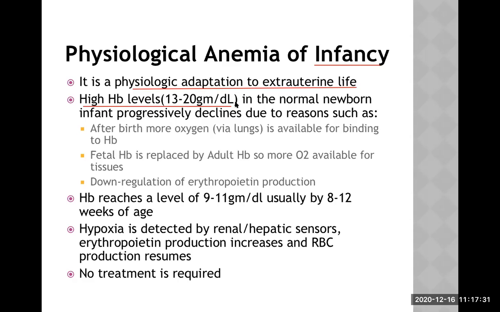We already talked about this in the previous classes in the normal newborn, which progressively declines when the baby becomes bigger, due to the following reasons. Before I go to these reasons, let me explain why it is more. In the intrauterine life, the hemoglobin level and RBC count are much higher than the normal, because that period is considered a relatively hypoxic period for that baby. So to compensate for that hypoxic environment, hemoglobin level is higher.